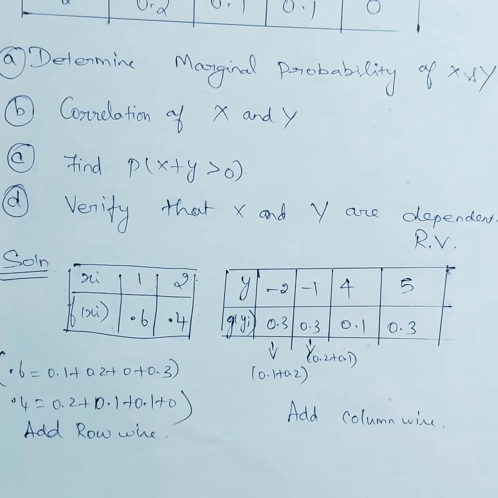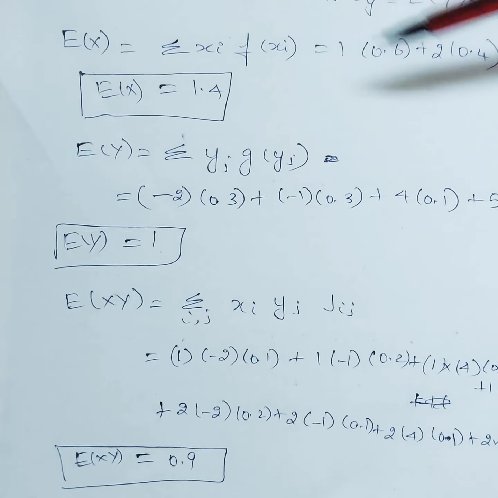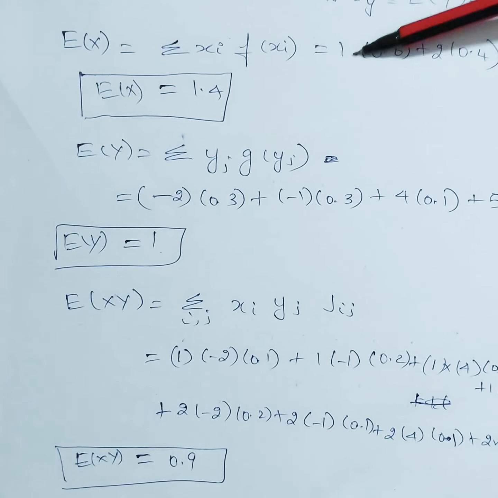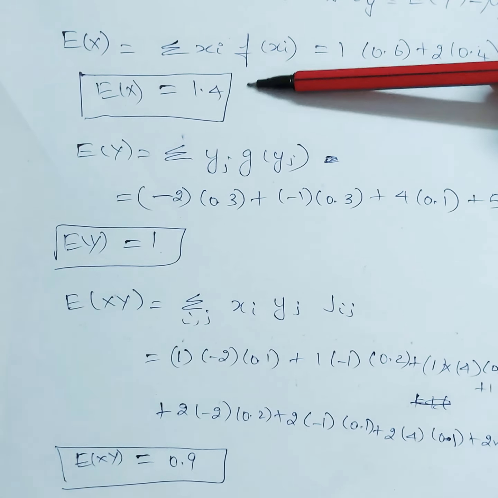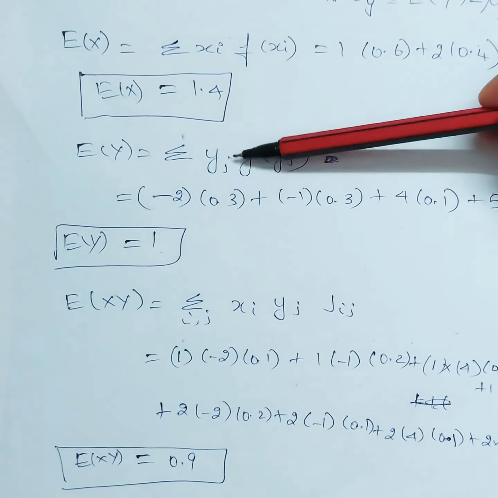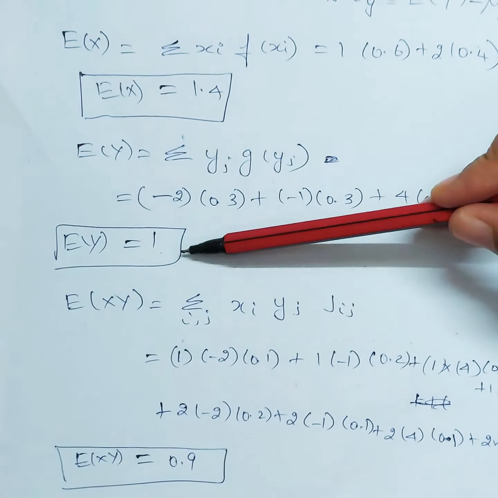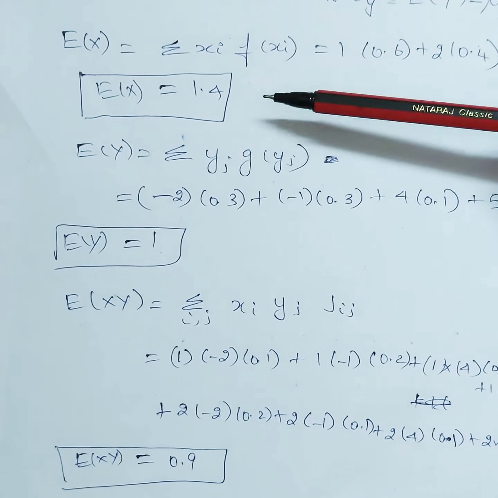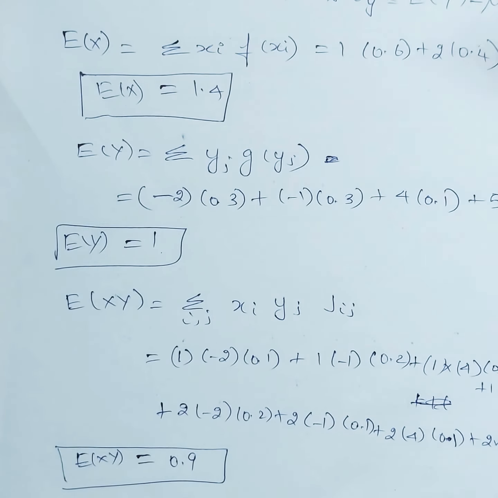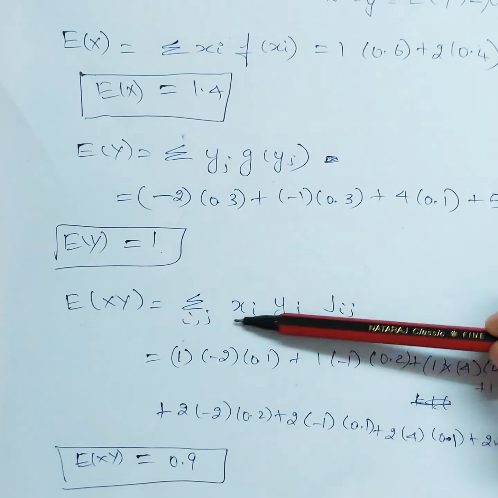This is what I am going to write. So I have written the same. So expectation of x is 1 into 0.6 plus 2 into 0.4. If you simplify this, expectation of y, I told you all these things. So if you simplify, you will get 1. So you got expectation of x, expectation of y. Now you have to find expectation of xy.